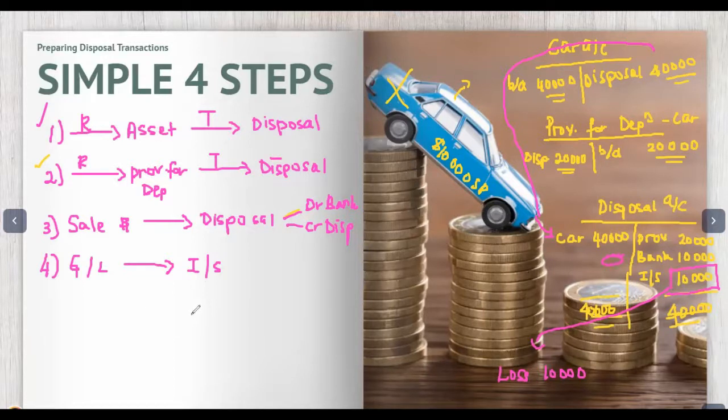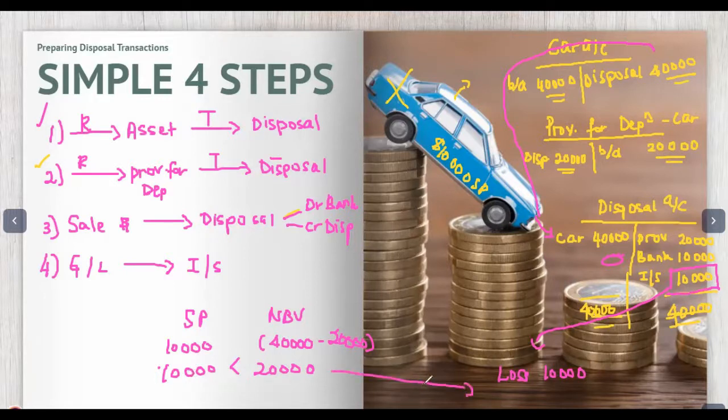Right. Now, if you find this a bit difficult to figure out whether this is a gain or loss, what I would suggest you to do is simply compare the selling price and the net book value. Now, the selling price is 10,000. Now, the net book value is 40,000 minus 20,000. So, selling price is 10,000 and your net book value is 20,000. So this shows that your net book value is higher than your selling price. So it is a loss. So that's another way for you to figure this out. Right. I hope you understood how to do this. There's just basically 4 simple steps. Let's recap. First, remove your asset from your asset account, take it away and send it to disposal.